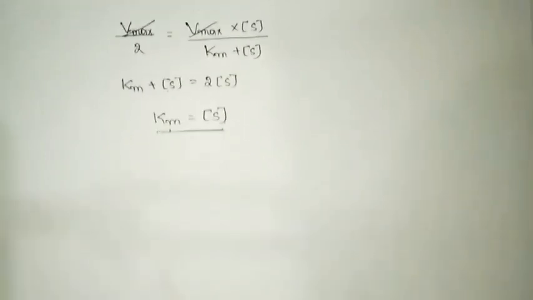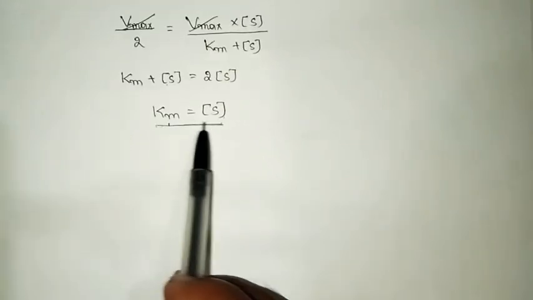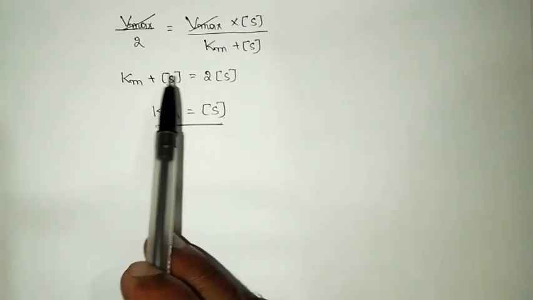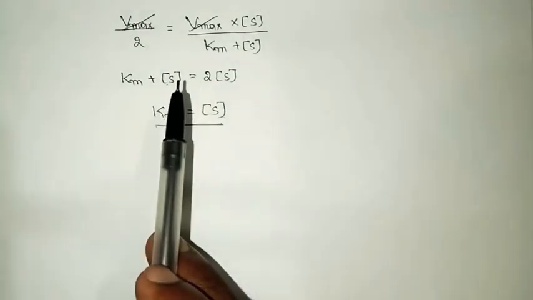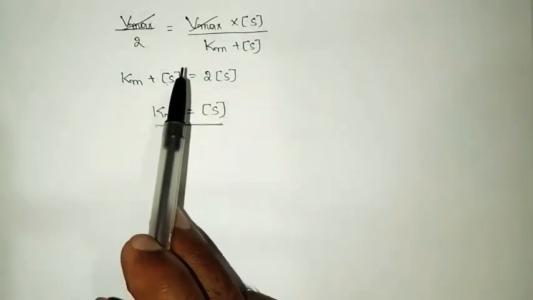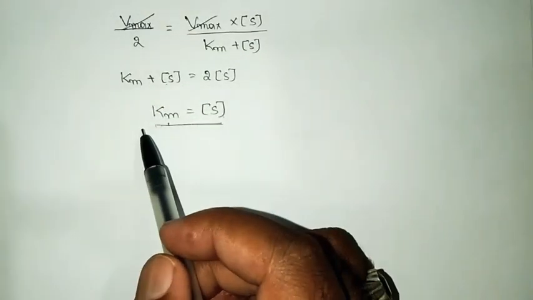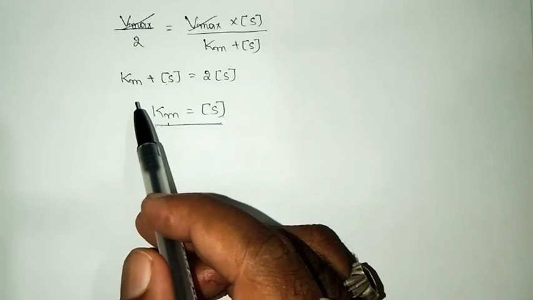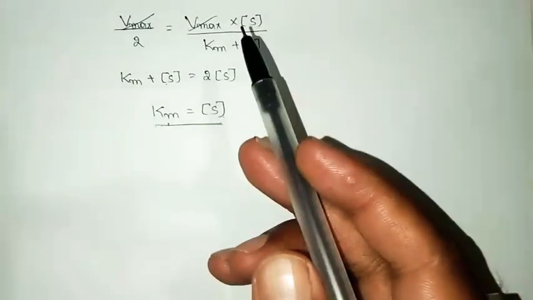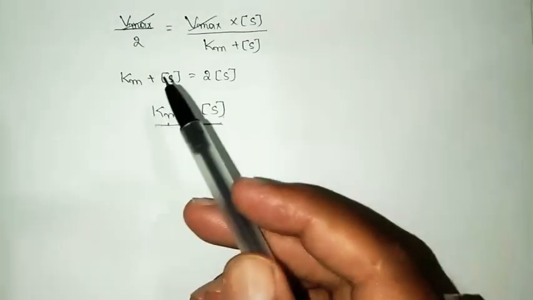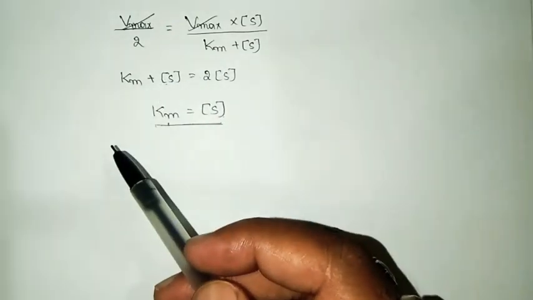So the Michaelis Menten constant will be equal to the concentration of substrate when the velocity of the enzyme reaction is exactly half of the maximum velocity which is possible for that particular enzyme. And for each and every enzyme there will be a particular Km value. Thus we can use the Km value, that is the Michaelis Menten constant, in order to characterize the enzymes.